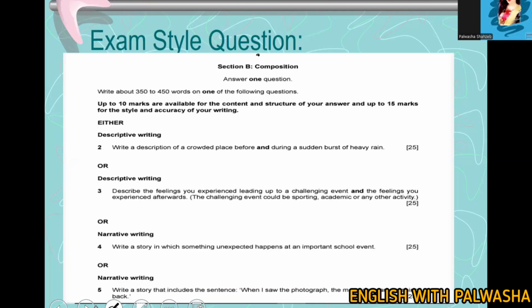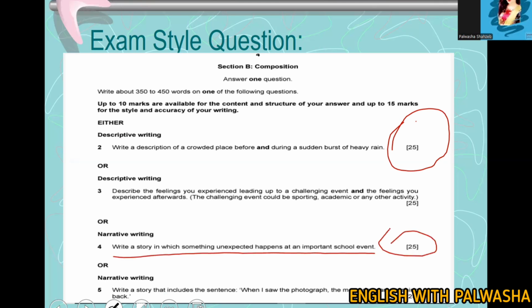So this is the exam question, my dear students, which you need to see. 25 marks का question है. ये तो descriptive हो गया ना. Narrative का: write a story in which something unexpected happens at an important school event. If you are going to focus on the things which I told you and you're going to write this narrative according to that, you are going to ace your exams. All right, you will definitely ace your exams. You're going to get a star in your exams if, after watching this whole video, you focus on the details I told you.